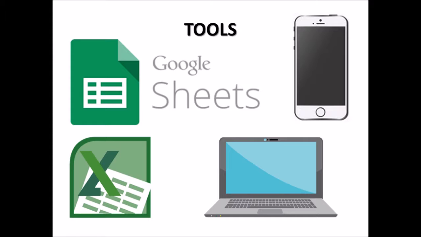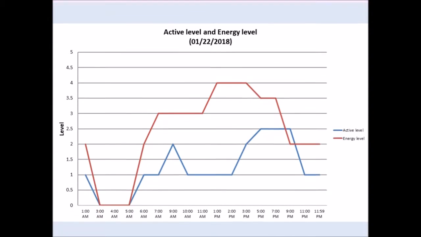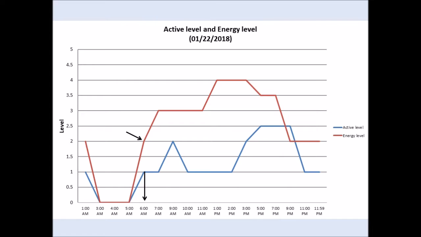Now let's take a detailed look at this day, the 22nd, which happens to be the last day of tracking for me. Here's a table for the data with the time, the active and energy levels, and notes. For example, at 6 a.m. on January 22nd, I woke up and my active level was a 1, which means I was just sitting down or doing something light at that time. And my energy level was a 2, which means I was tired. Here's a line graph for that day. I also worked on that day, so you could see my active level went up when I started work. Since I'm a waitress, so I'm on my feet a lot, I get active when I work.